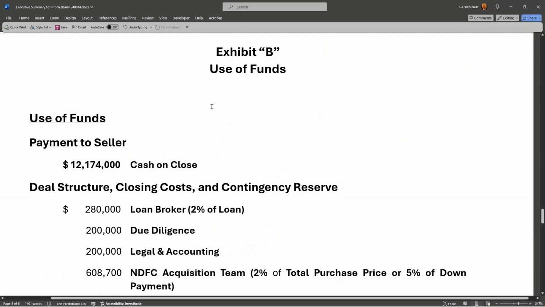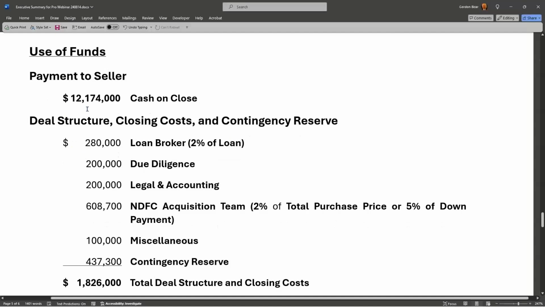And then Exhibit B is use of funds. Well, here's how we're going to use the money. Remember, we're asking for $14 million, and $12,174,000 is going to go cash on close to the seller. So the seller is going to put a lot of good greenbacks in their bank, and it reduces their risk. But then remember, we give them that second bite at the apple. Deal structure, closing costs, and contingency reserve. So here's where the rest is going.